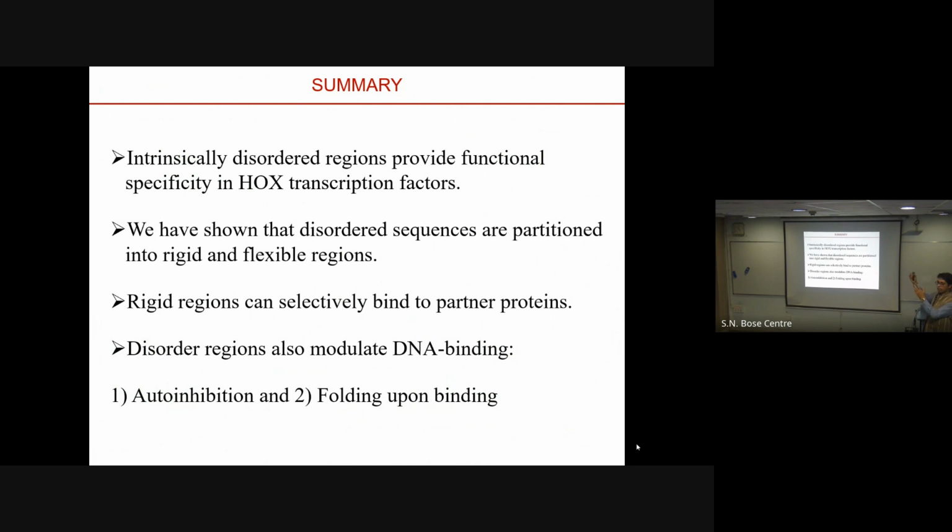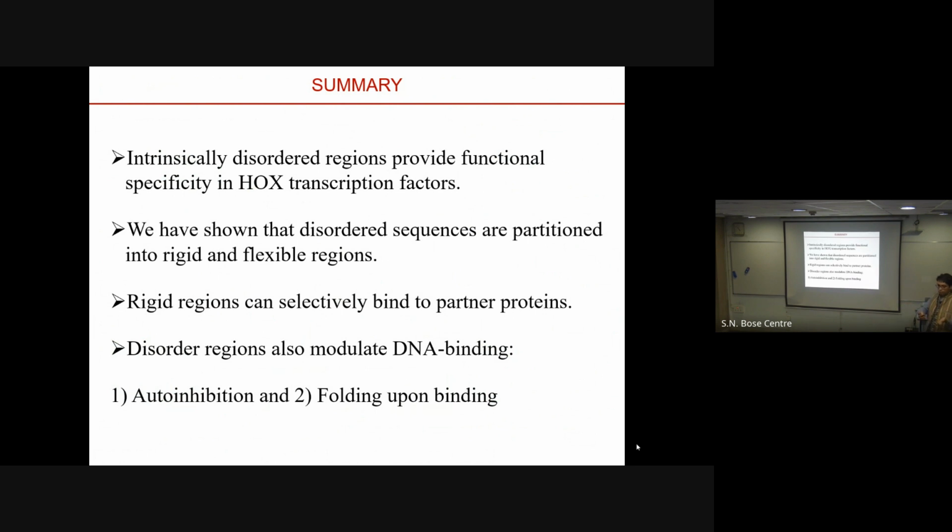Because if you take these 39 Hox proteins and look at only the folded domain, they are 80% identical. So the functional specificity actually comes from the disordered part of these proteins. Even in the disordered part, we have seen that they are not completely disordered to the same extent.